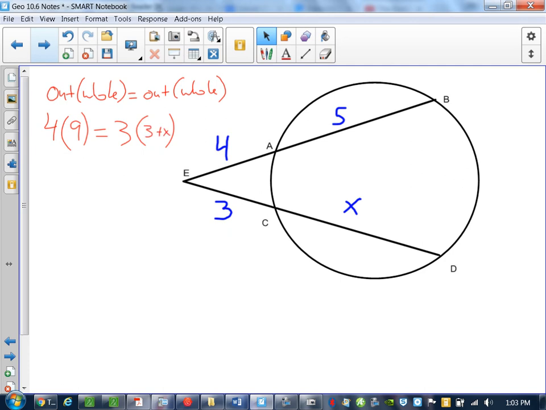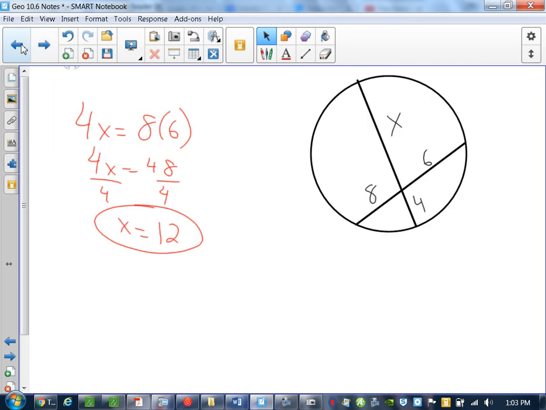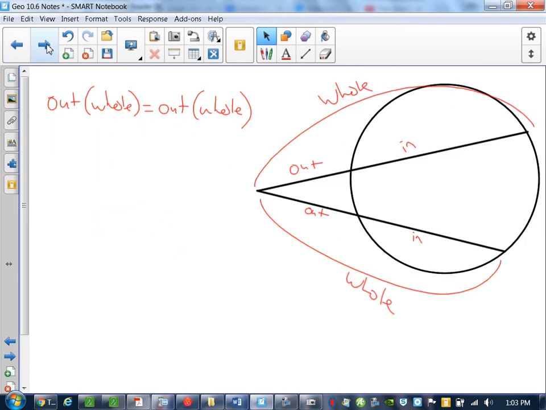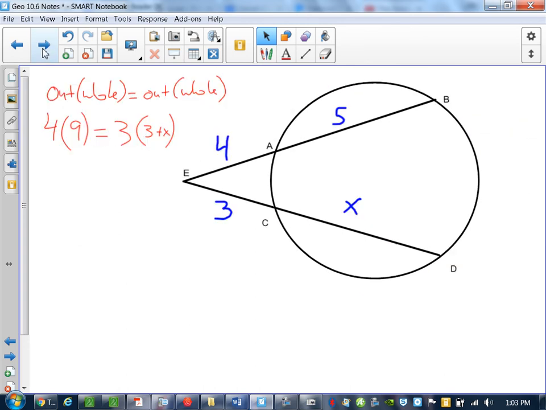Did I say earlier? I said the whole. Oops, too far. The whole is made up of the out plus the inside. Not multiplying. We're adding them together. Okay, it's a very common mistake. Multiply and distribute. What's 4 times 9? 36. So we have 36 is 9 plus 3x.